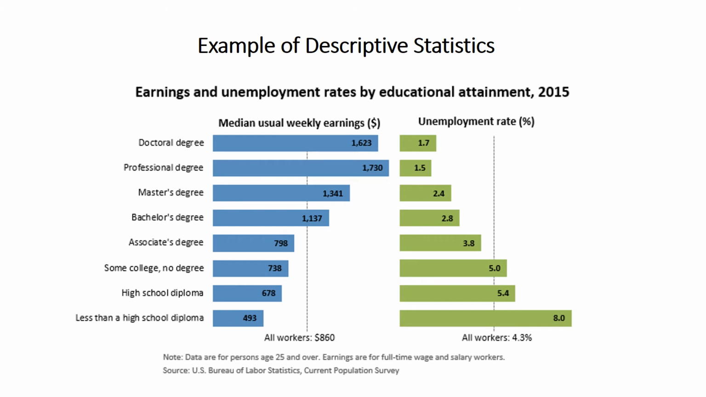Here's another example of descriptive statistics. This shows the average weekly earnings based on education, as well as those education levels, what their unemployment rates are. People who have less than a high school diploma, they make an average of $493 a week, and they have an average of 8% unemployment rate. A doctoral degree has an average of $1,623 per week and an unemployment rate of 1.7%.